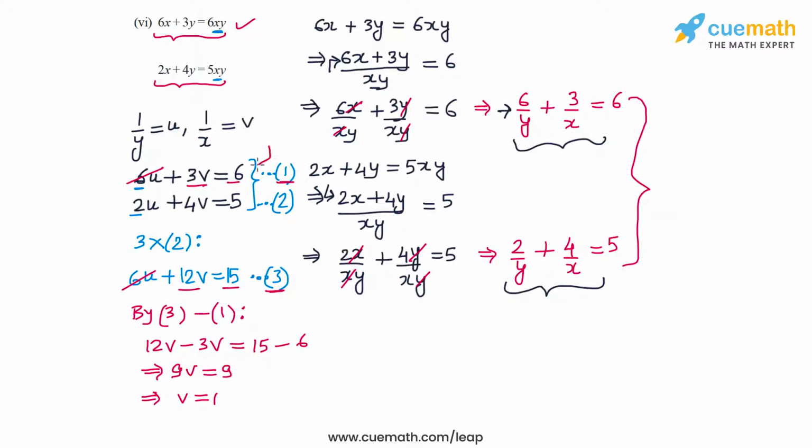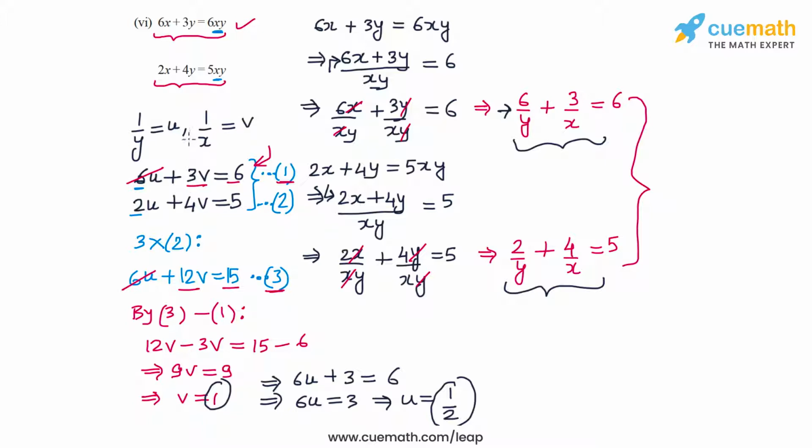So let's substitute this value of v in the first equation. So from here we get 6u plus 3v, and 3v is 3, so 6u plus 3 is equal to 6, and this means that 6u is equal to 3, or u is equal to 3 by 6, or half. So u is equal to half and v is equal to 1.